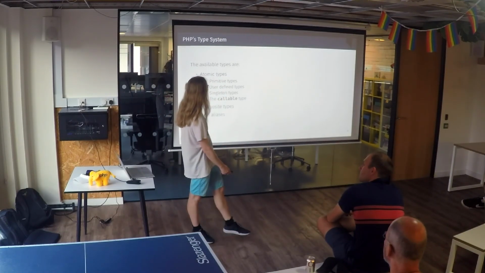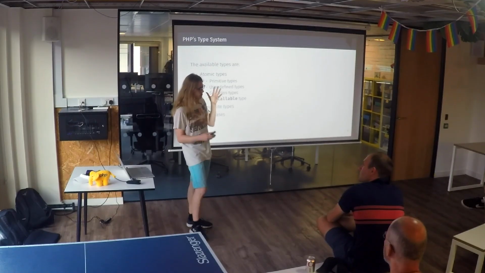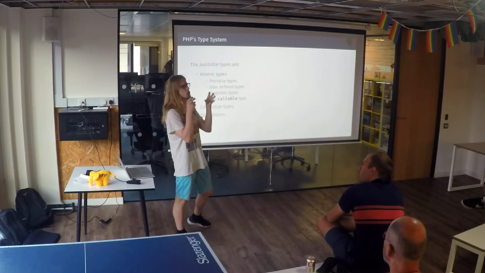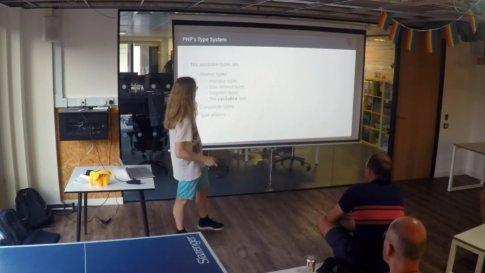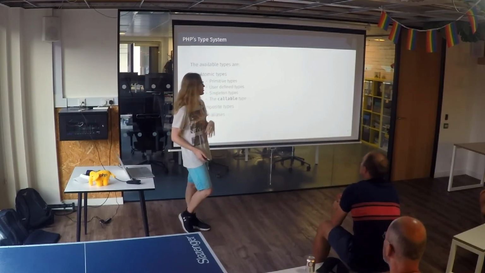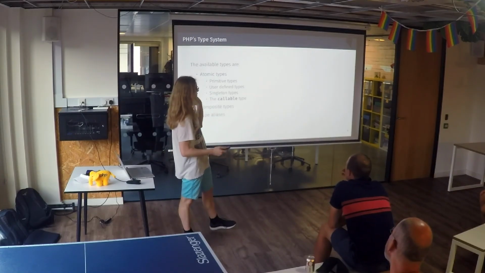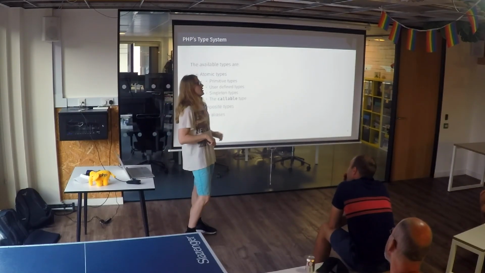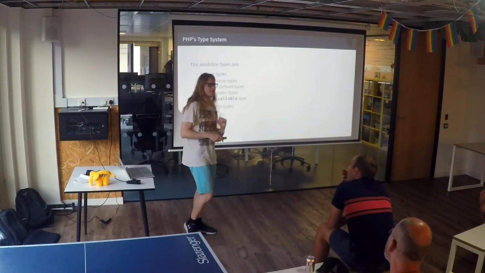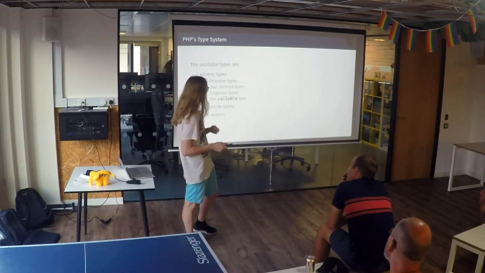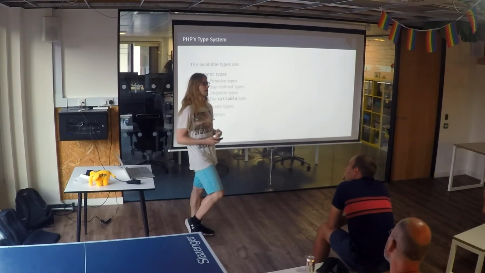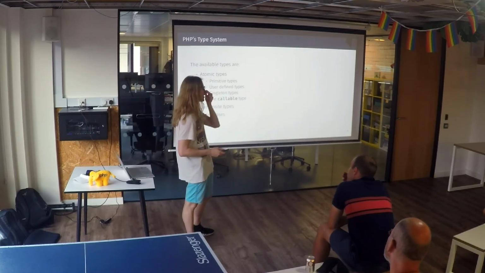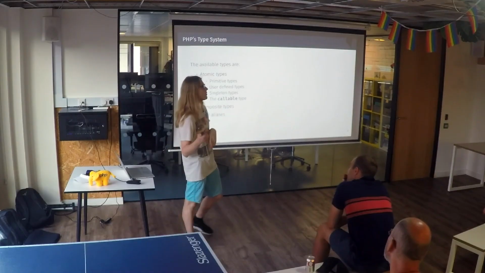So in PHP, we have what we call atomic types, which are individual, a single type basically. We have primitive types, user-defined types, a couple of singleton types, and the callable type, which is wonderful and annoying. Then composite types, which allow you to compose multiple atomic types together in various ways. And we also have one type alias in PHP.